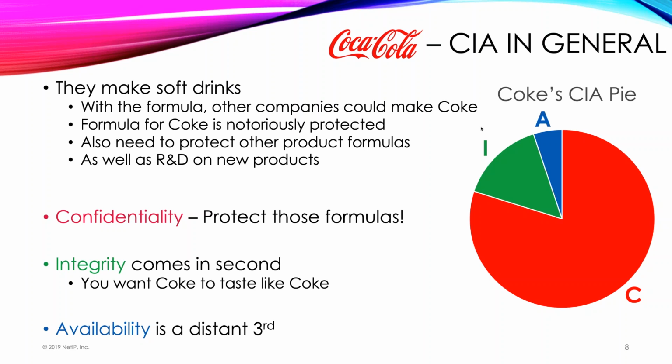Availability is a pretty distant third. I mean, yeah, they do want to be able to access their formulas and so forth. They do want to have that. But when you compare the importance of availability to the other two, it's a pretty distant third. Okay. Now that's how I would look at the pie chart when we look at a company like Coca-Cola.